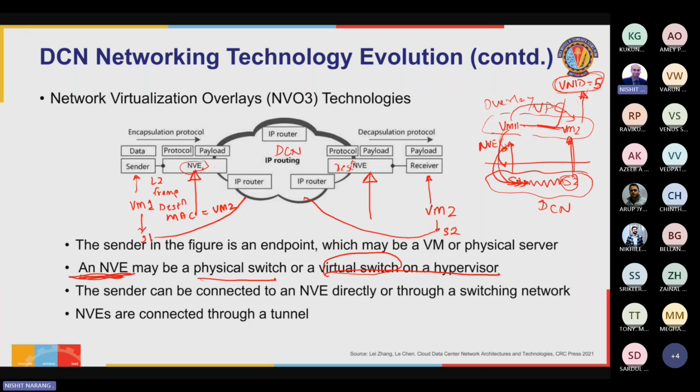Okay, so this is in general what NVO3 is. Right, something on the chat. Could you please cover data flow between VMs created on the exact same physical machine? How does it get routed? Yeah, I can. I will.